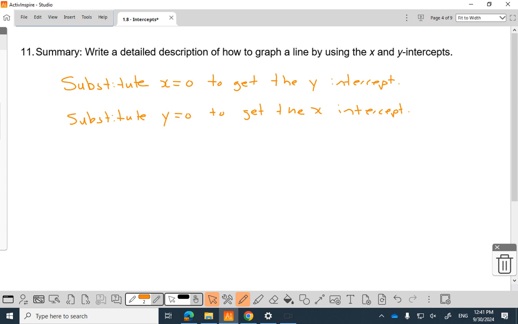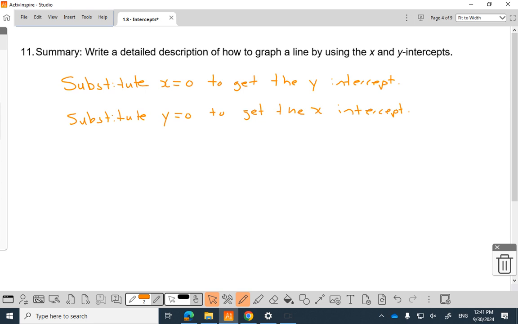Well, that's the whole deal right there. The whole lesson in 2 sentences. If you want the y-intercept, substitute x equals 0. If you want the x-intercept, substitute y equals 0. And algebraically speaking, substituting 0 should be the easiest substitution you ever make, because 0 is an easy number to substitute in.